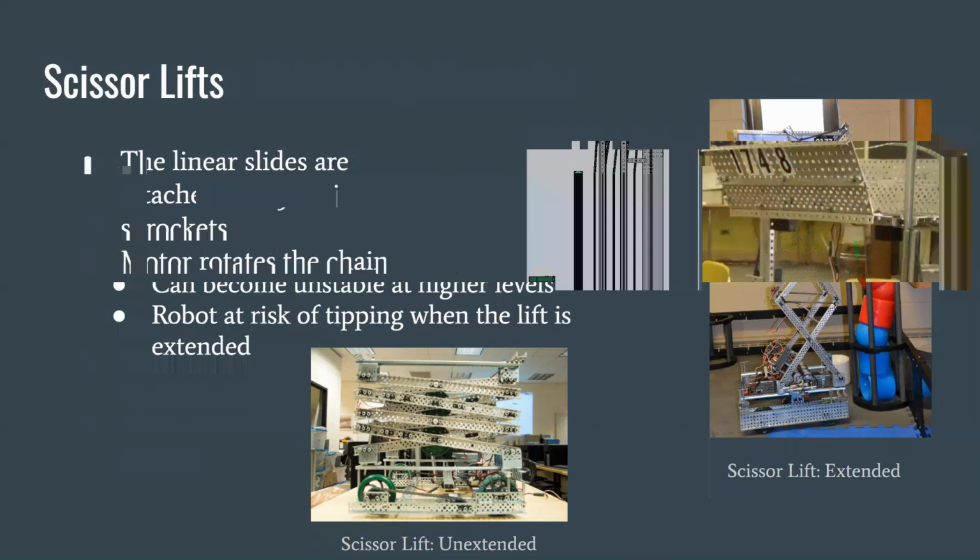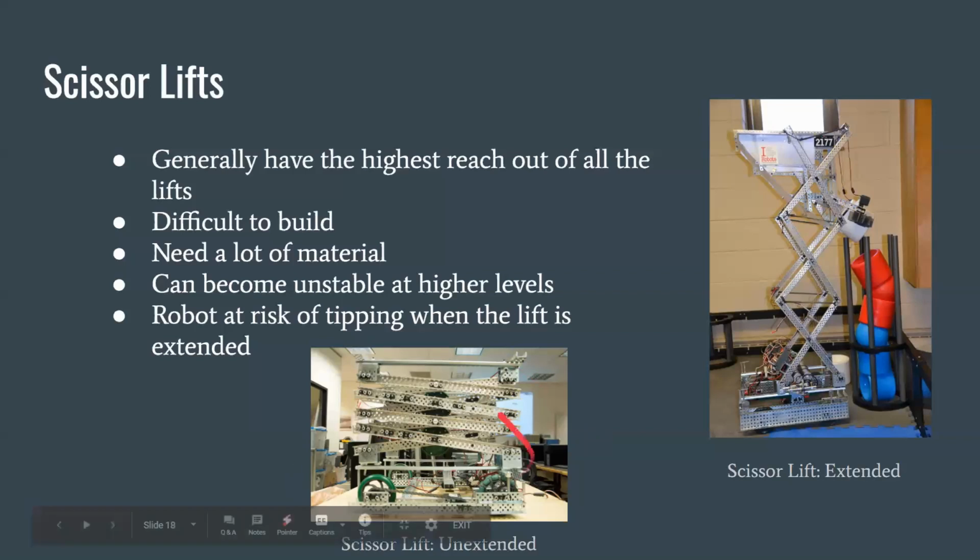So they're good to use when the game involves tall towers and dropping game pieces in elevated containers like shown on the right. However, they are pretty difficult to build and they need a lot of material because you need to have all of these C channels and all of the screws to stabilize and make the scissor lift work in general. And another disadvantage is that they can become unstable at higher levels and cause the robot to tip when extended. So this is unextended and this is fully extended.